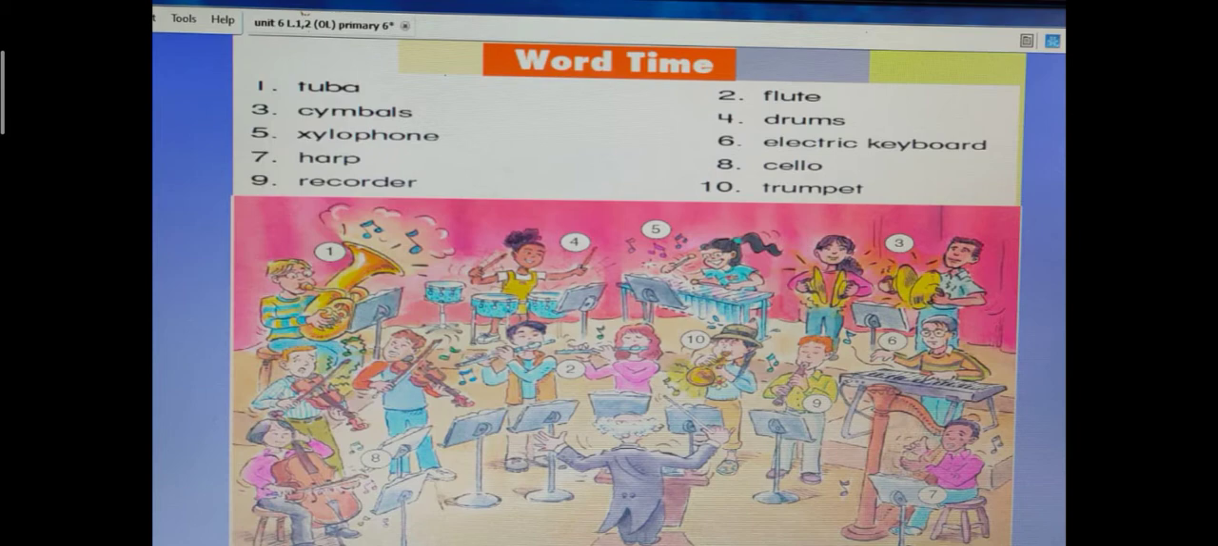Number five, xylophone. Number six, electric keyboard. Number seven, harp. Eight, cello. Number nine, recorder. Number ten, trumpet. So we have again tuba, flute, cymbals, drums, xylophone, electric keyboard, harp, cello, recorder, and trumpet.